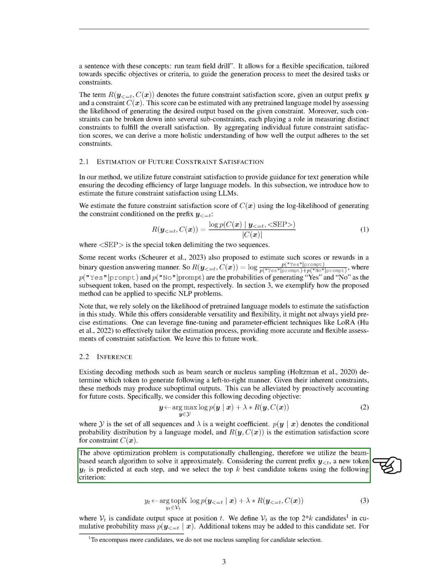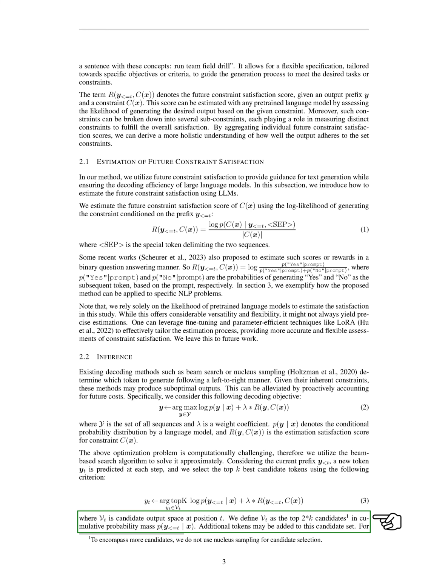Given the current prefix y<t, a new token y_t is predicted at each step, and we select the top k best candidate tokens using the following criterion: y_t equals top-k over y_t in V_t of log p(y_t|y<t, x) plus lambda times r(y_t, c, x), where V_t is the candidate output space at position t. We define V_t as the top 2k candidates in cumulative probability mass p(y_t|x).